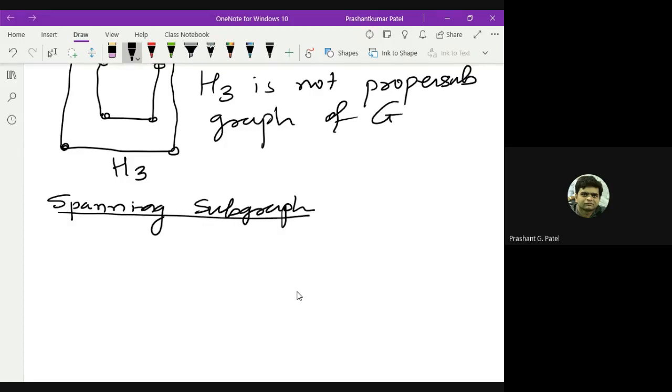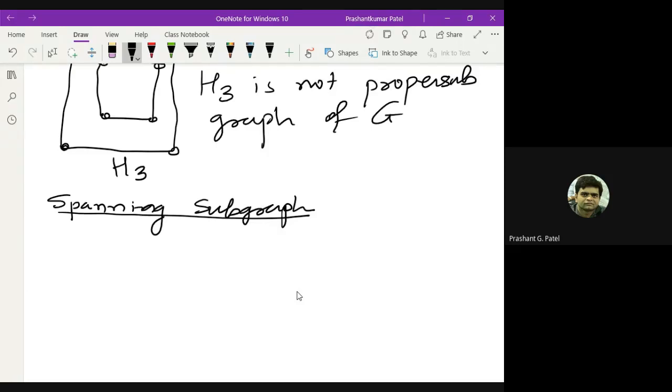Probably a definition of a span you have learned in your linear algebra course. So here the same kind of thing is there. If the vertex set of the graph H and the graph G is the same, then H is called a spanning subgraph of G.